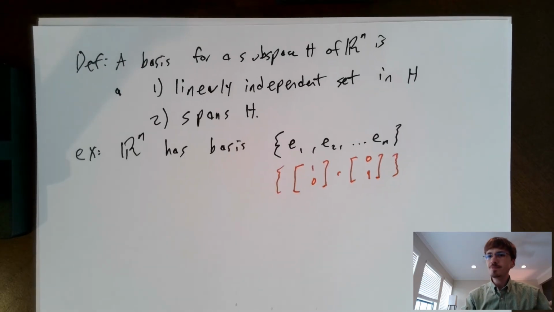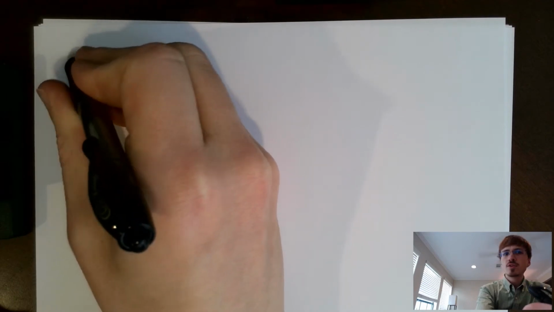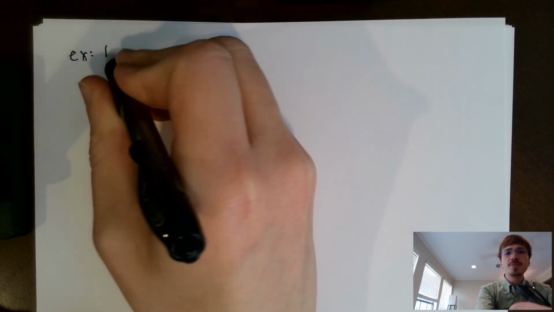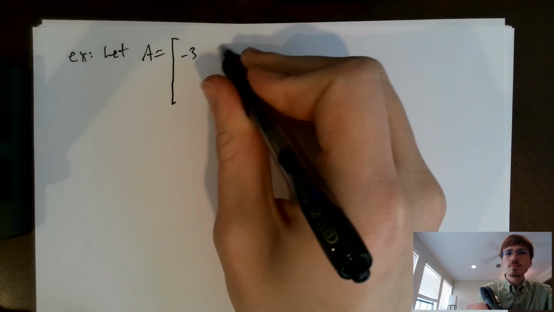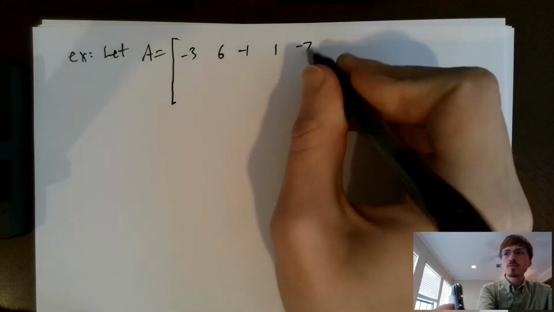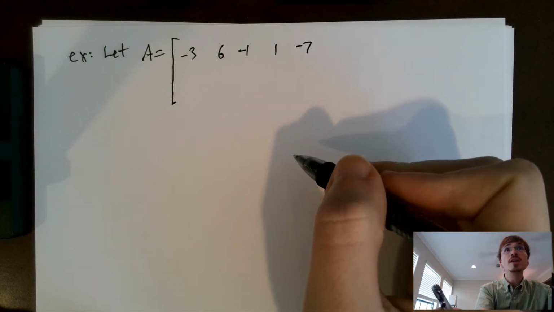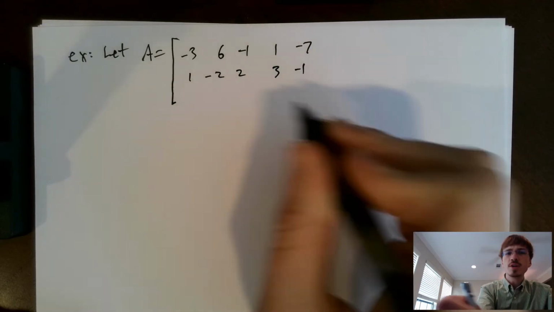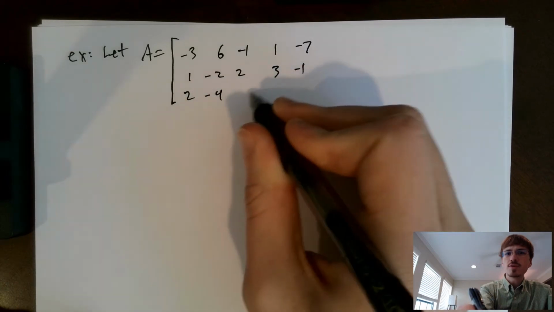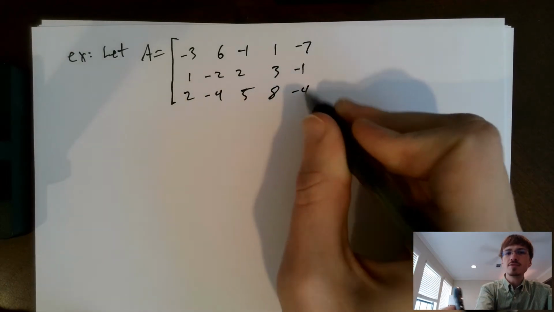All right. So we saw in the last video that we had these two new subspaces: the null space and the column space. So let's work in those spaces for now. Let A be your favorite matrix: -3, 6, -1, 1, -7, 1, -2, 2, 3, -1, 2, -4, 5, 8, -4.